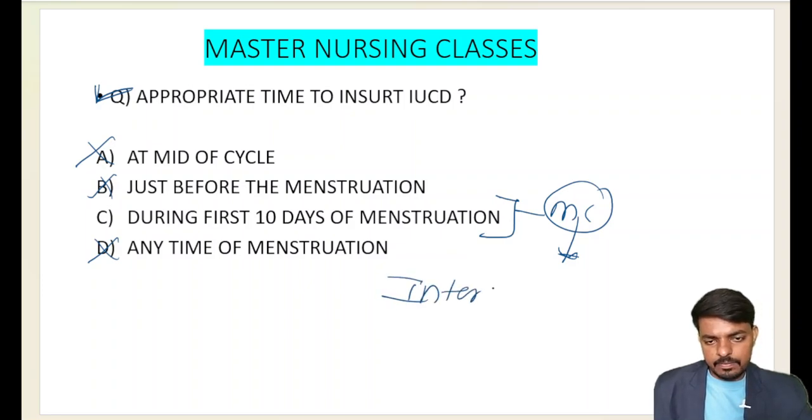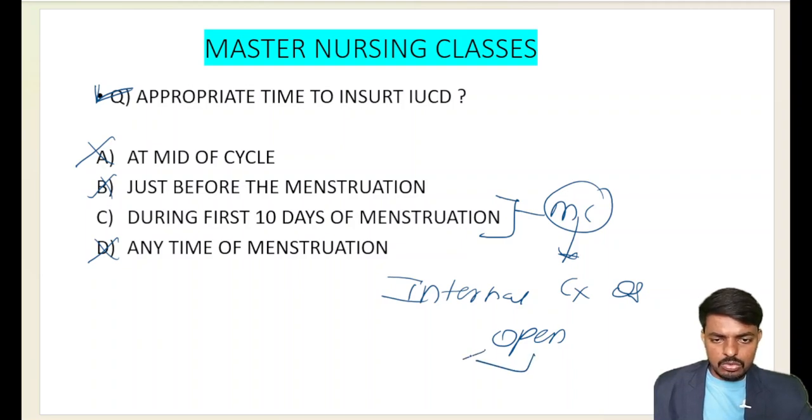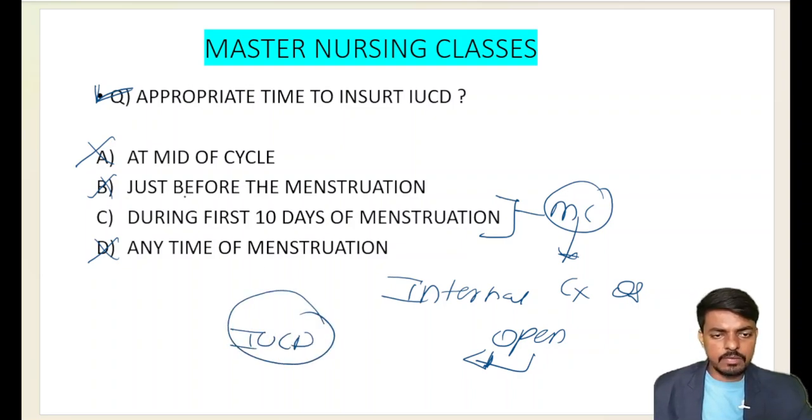internal cervical os, the opening, is open. So without difficulty, without pain, we can insert the IUCD easily. Intrauterine contraceptive device we can insert easily during the first 10 days of the menstrual cycle.